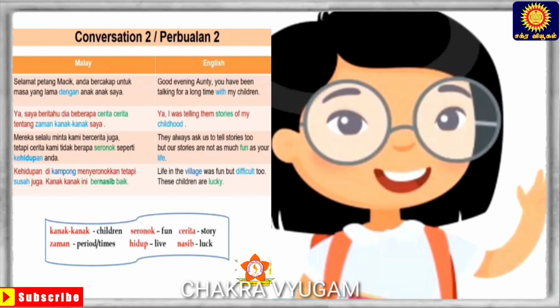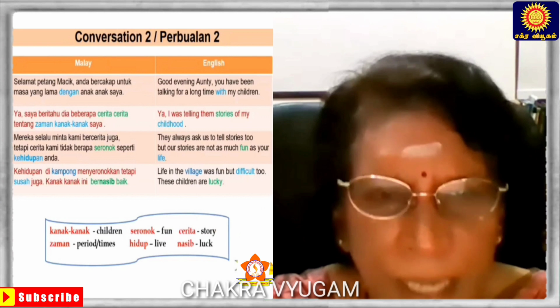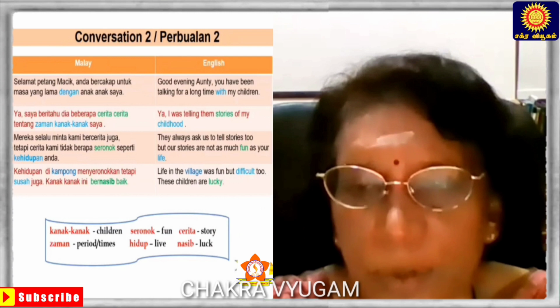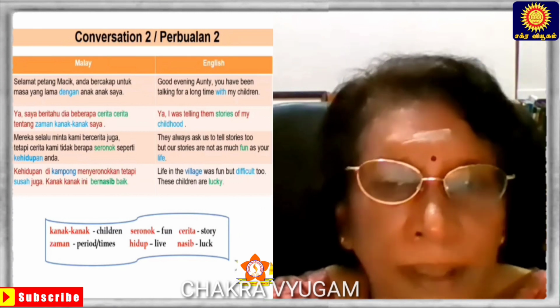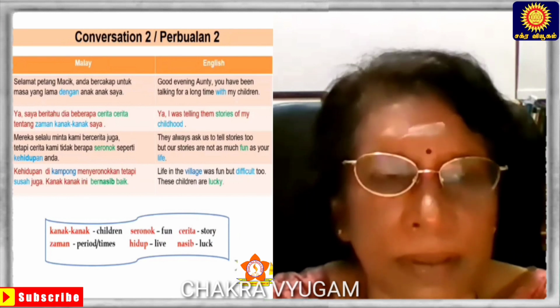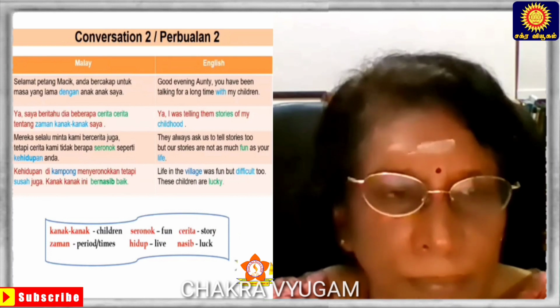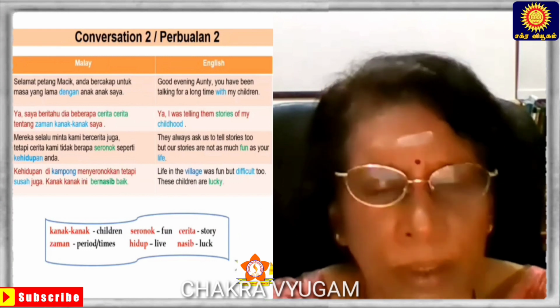Ya, saya beritahu dia beberapa cerita-cerita tentang zaman kanak-kanak saya. Okay, here there are a few words. Yes, I was telling them stories of my childhood. Cerita is story. Cerita-cerita, plural, stories, right? I was telling. So telling is tahu. Beritahu is you are telling somebody else. So beritahu, to tell somebody. Tahu is to tell as well, but beritahu is more correct here because the grandma is talking to the grandchildren.